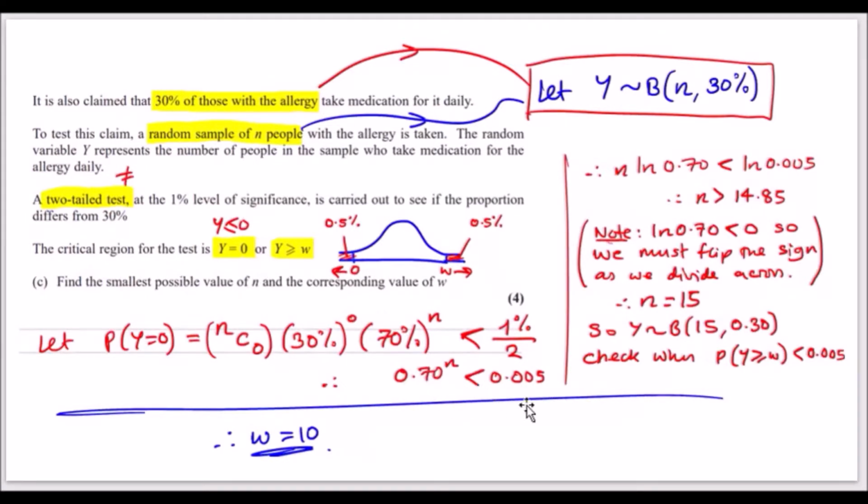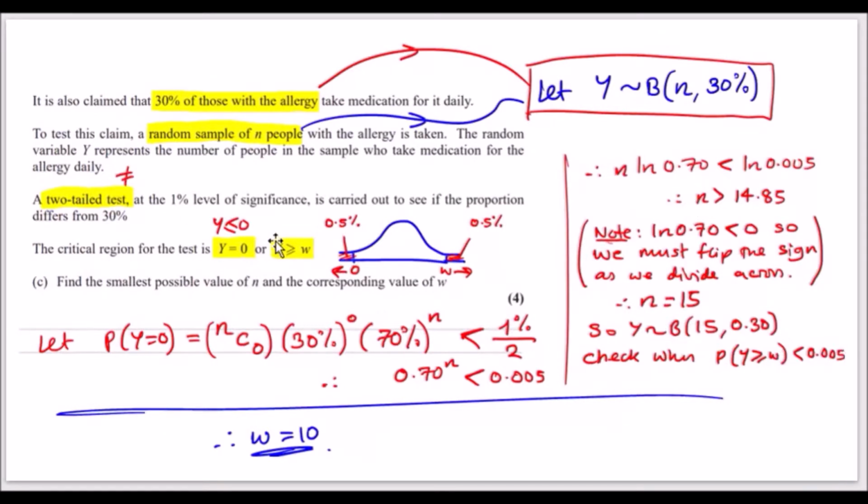What I did is take logs on both sides, the natural log, so n drops down, and you get the usual way. Then you divide by ln 0.70 across. The reason it switches sign is because ln 0.70 is a negative number, and when you divide by a negative number, the inequality flips. So I'll put a little note there. When you do that, you get n is greater than 14.85. Because it's an integer, we're talking about an actual number of people, n has to be 15.